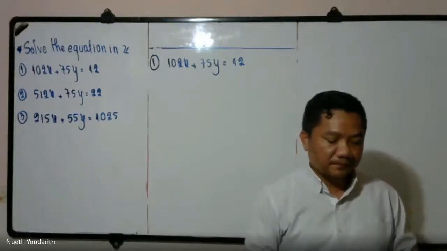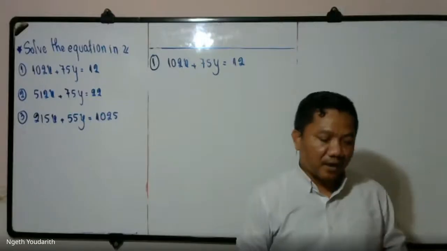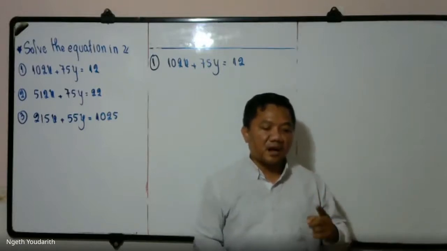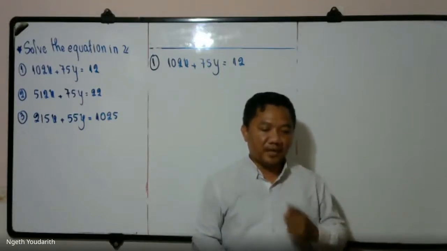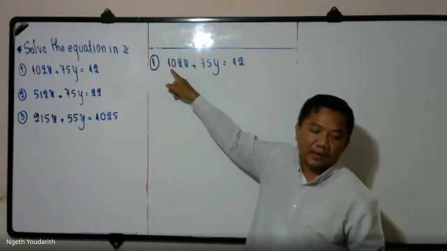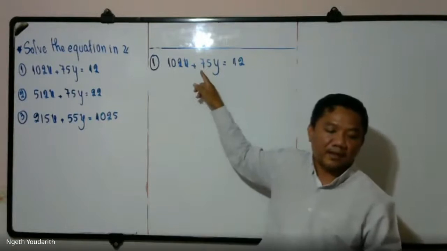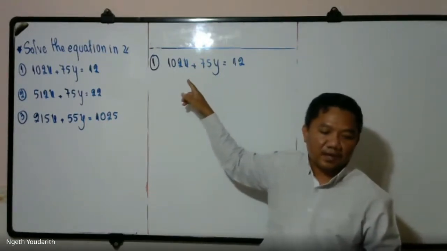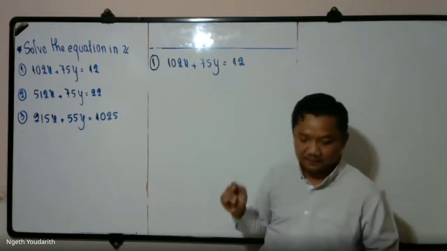Can I try, sir? Yeah, please. First, we have to find the GCD. Okay, yeah, it's right. The first step, we should define the GCD of A and B, or we find the GCD of 102 and 75. How about the GCD of 102 and 75?